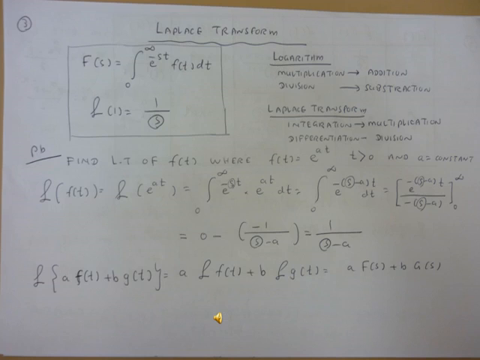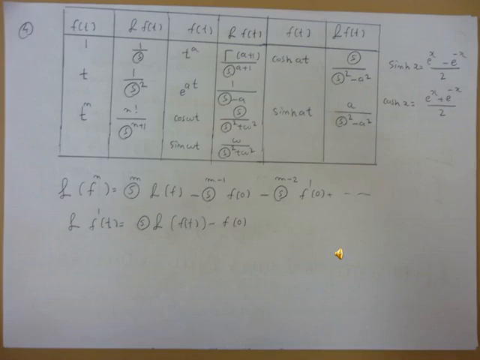The next one, I will present the Laplace transform table. For f equal to 1, the Laplace transform of f is equal to 1 by s. For f equal to t, the Laplace transform is 1 divided by s squared. For t^n, the Laplace transform is n factorial divided by s^(n+1). For t^a, the Laplace transform is gamma function of (a+1) divided by s^(a+1). For e^(at), the Laplace transform is 1 divided by (s-a).